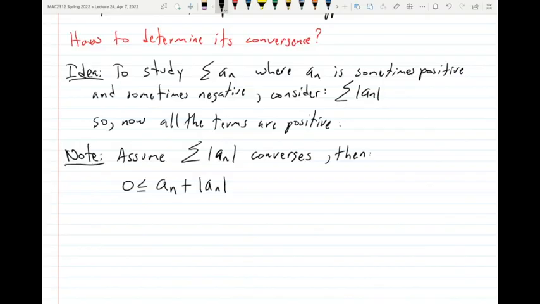Yes? In other words, this is less than or equal to 2 times the absolute value of AN. So if I replace this AN by its absolute value, then I will get something big. Do you understand this? Now, because this one converges, what can we say about 2 times the absolute value of AN? It converges. And because this series is positive all the time, in its terms, we can use the direct comparison test to deduce that if this one converges, then this one will converge. Yes? So we have that so far.